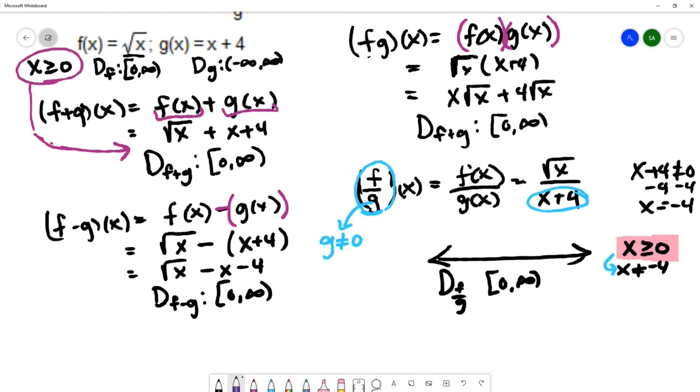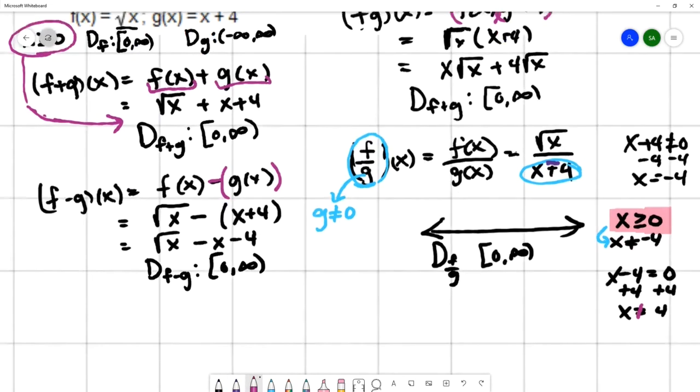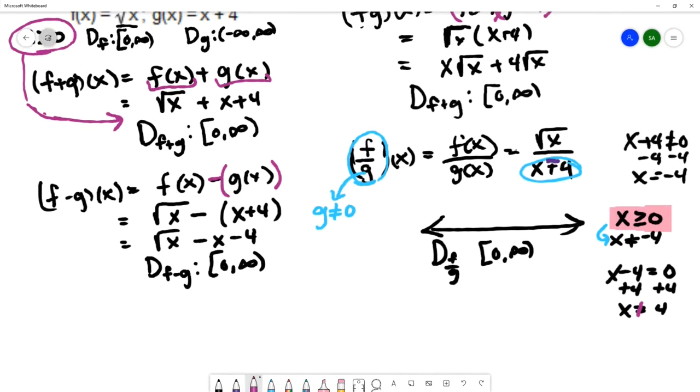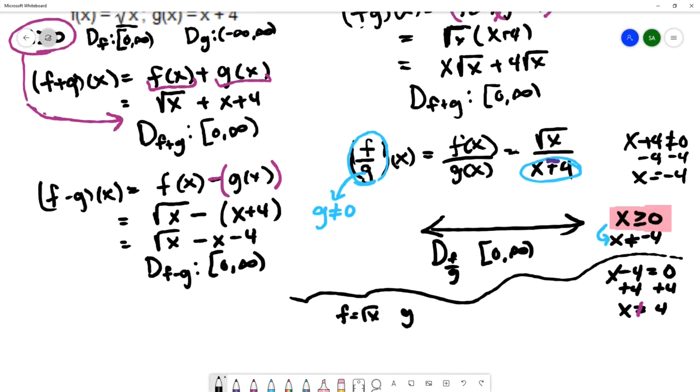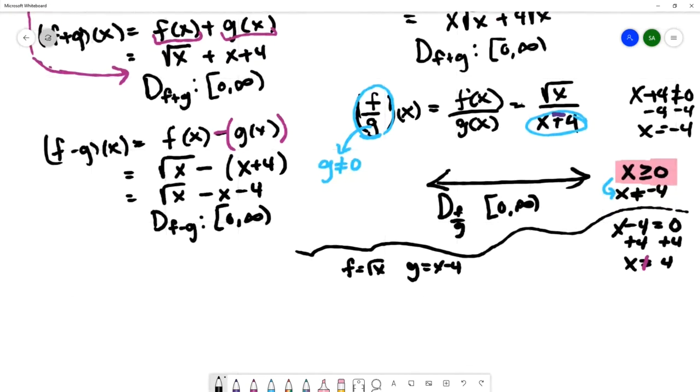What if it was a minus 4? If it was x minus 4, we would add 4, and now we have this extra restriction that x cannot equal 4. So what I'm talking about right here is hypothetical. So if our f was still square root of x, but our g was x minus 4.